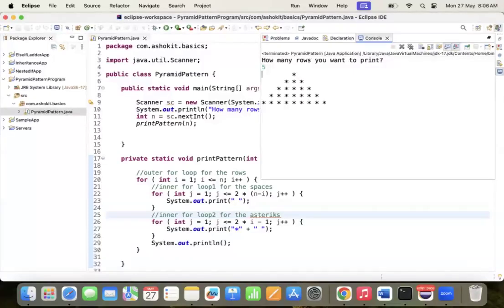Folks, am I clear with this? How many rows you want to print? For example, 5 rows. Then I have to get the pattern like this. Am I clear with this pattern, guys? Okay. Suppose if I run again, now this time I want to print 8 rows. Then you're getting a very big pyramid.